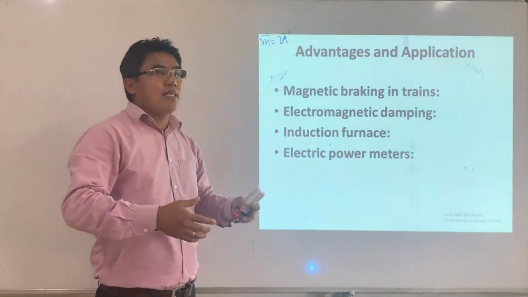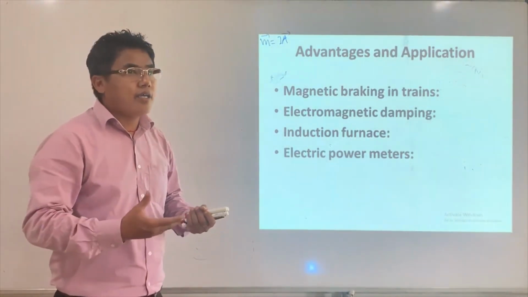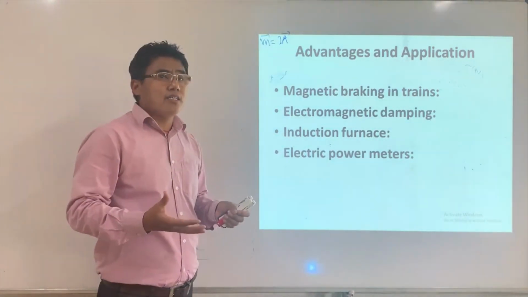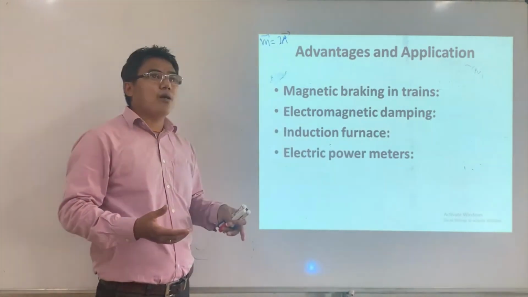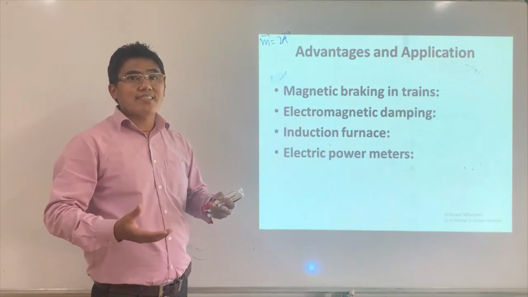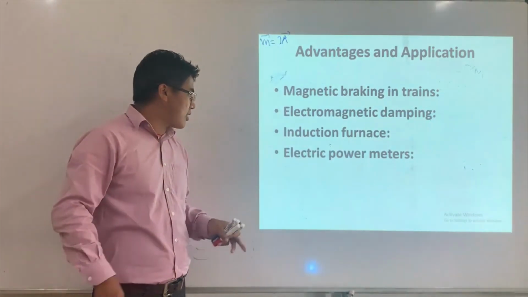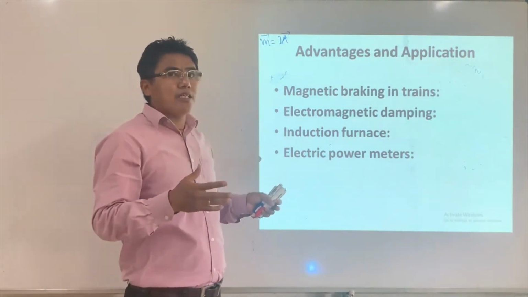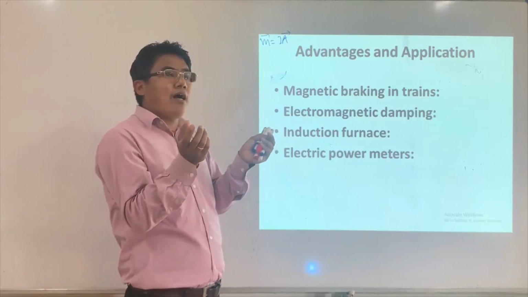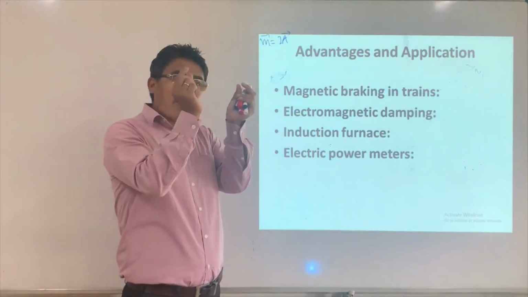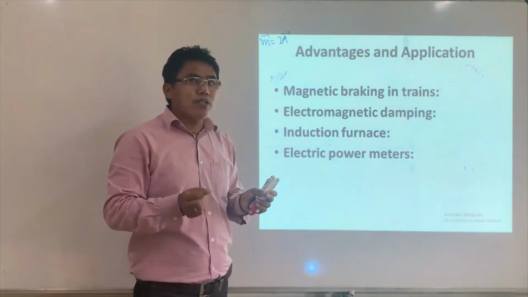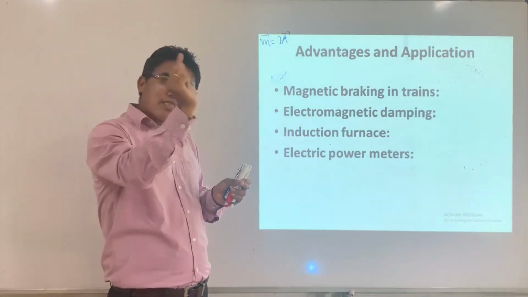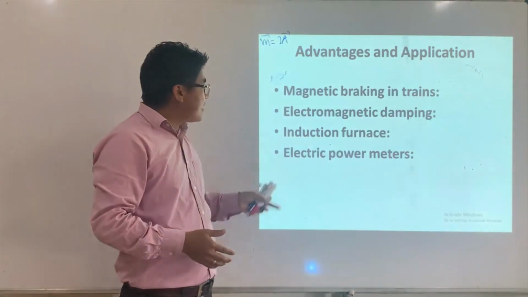And induction furnace means we use electrical heating, right? That means we have the induction cooker, and this is also used in big factories for melting iron ore and all. And electric power meters, right? Maybe these days you don't see it because we have only digital meters. Otherwise, with analog electric meters, because of Eddy current, you see the silver-like disc start rotating. So this is all because of Eddy current.